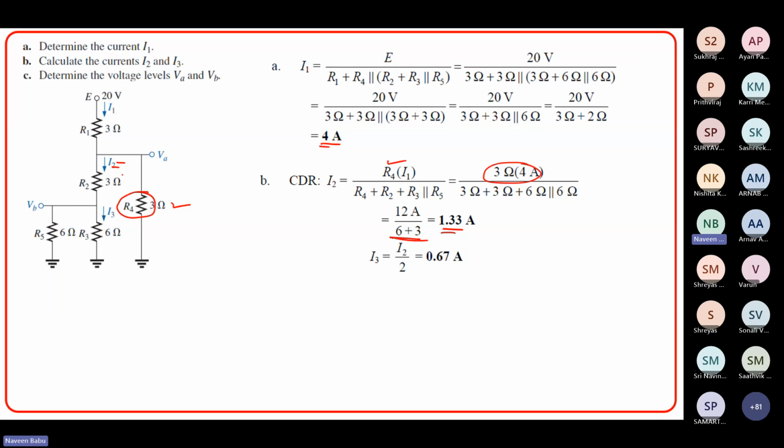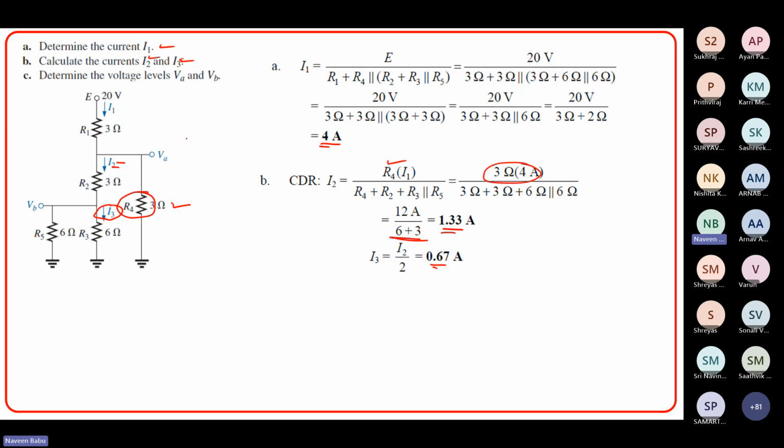So if I2 is 1.33, again you can apply current divider. Or the other way is, both the resistors are the same, so obviously the current has to be divided equally. So 1.33 divided by 2, which is 0.67, is the I3 current also, right? So you have found I1, I2 and I3.